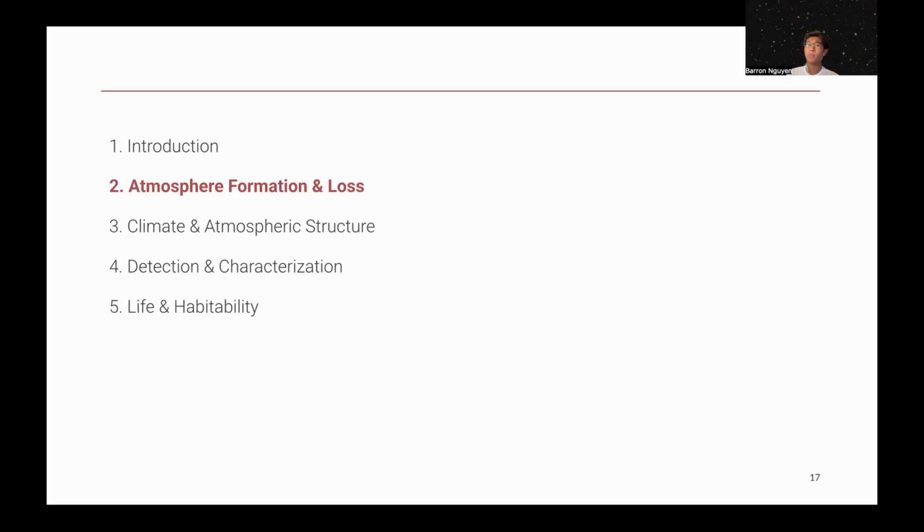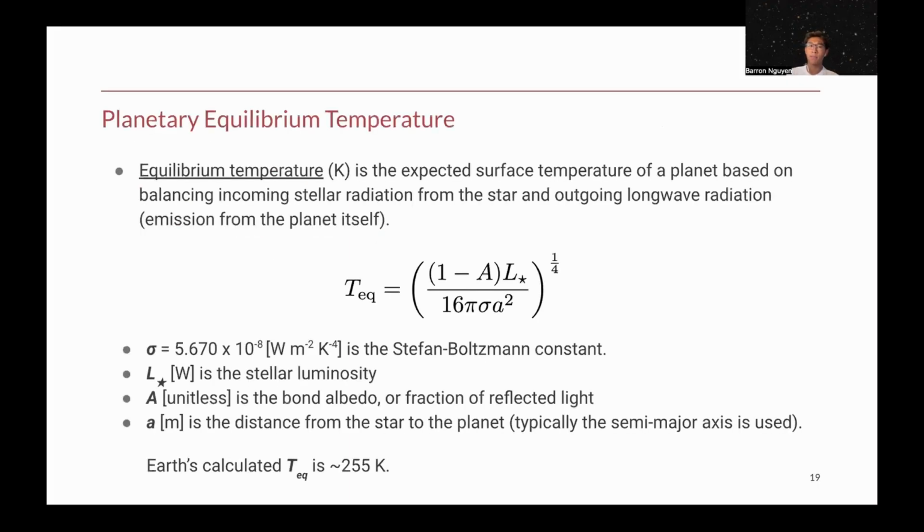Then we want to go more into the details of climate and atmospheric structure. A big concept in exoplanets is the idea of a planetary equilibrium temperature. You can think of it as the expected surface temperature of a planet based on the incoming stellar radiation it gets from its star, and also the inherent radiation that a planet radiates away.